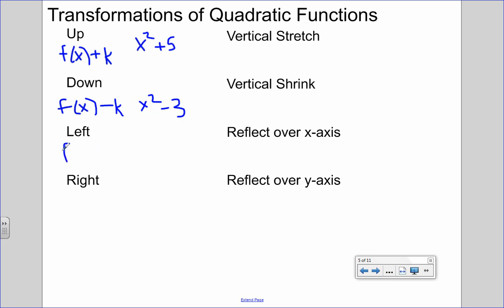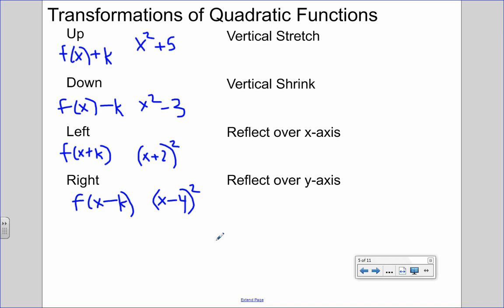Left. So let's look at function notation for any function. If you want to move it left, you add something to your x value inside the function. So with a quadratic, that would look like maybe x plus 2 and then squared. That would move our quadratic left 2. It's opposite of what you'd think. General function notation to move any function right, for a quadratic, you'll have an x minus some value inside. So that would move our function right 4.